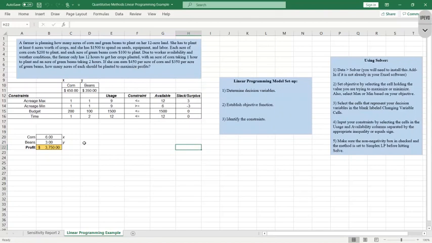Great. So you can see that all of our usage column and our decision variables and our profit, anywhere that we put formulas, was filled in. So we find that we're using 9 acres, we're using all of our budget and all of our time to plant 6 acres of corn and 3 acres of green beans to get a maximum profit of $3,750. So that's the basics of setting up a linear programming problem in Excel.